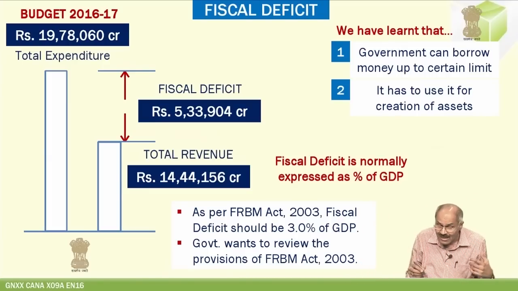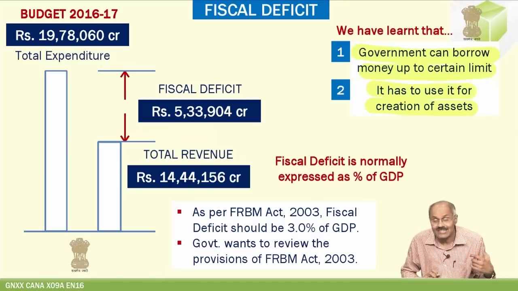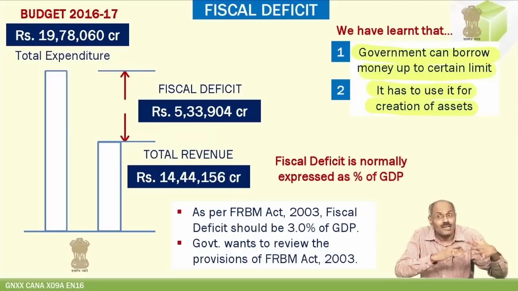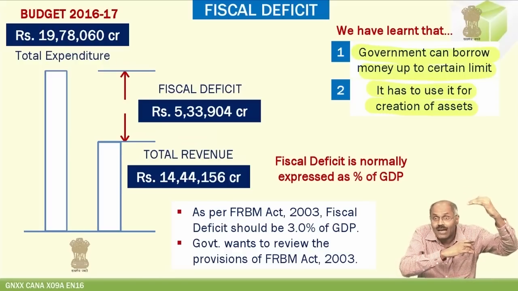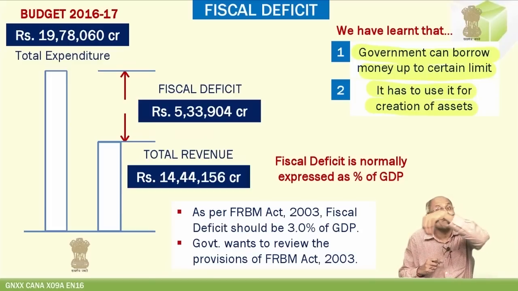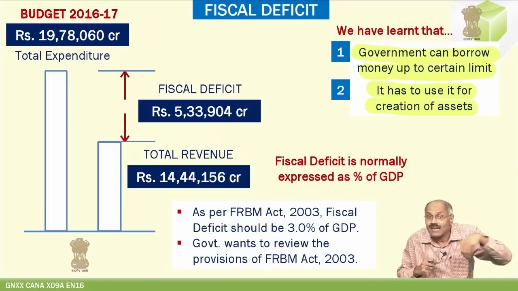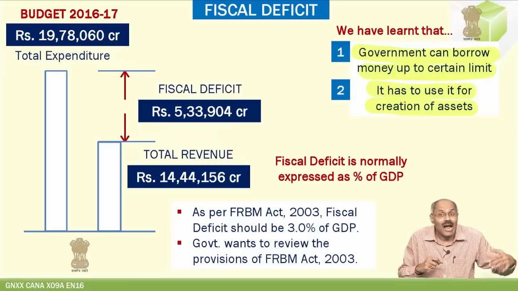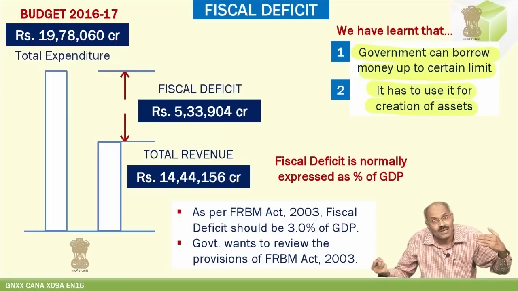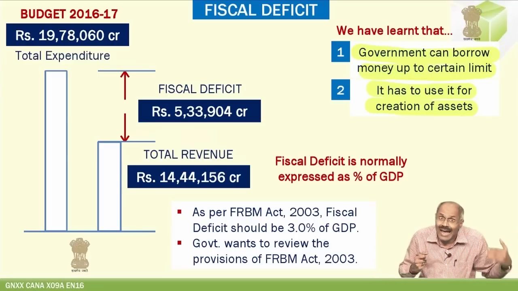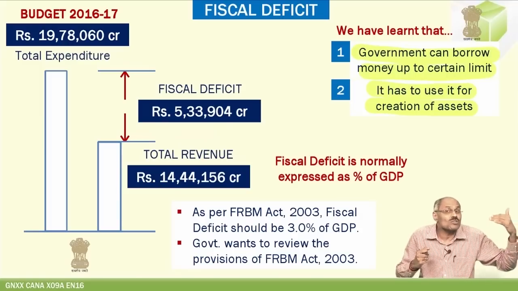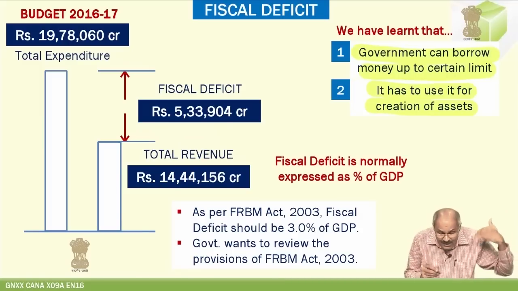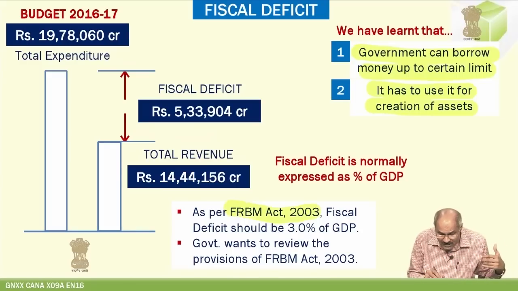So as we have already seen, government can borrow money up to a certain limit. Second important point is it has to use it for creation of assets. And here the fiscal deficit is normally expressed as a percentage of GDP. All of you are well aware GDP is gross domestic product, and the fiscal deficit is calculated based on percentage of GDP, right? And there is one act brought by the government in the year 2003, popularly known as the Fiscal Responsibility and Budget Management Act of 2003.